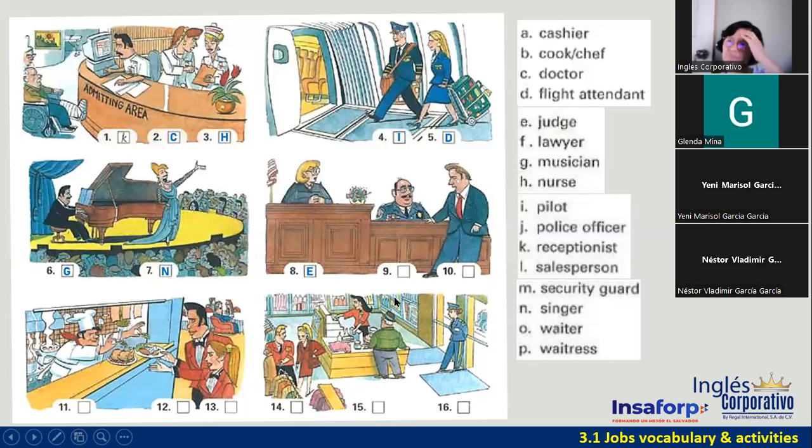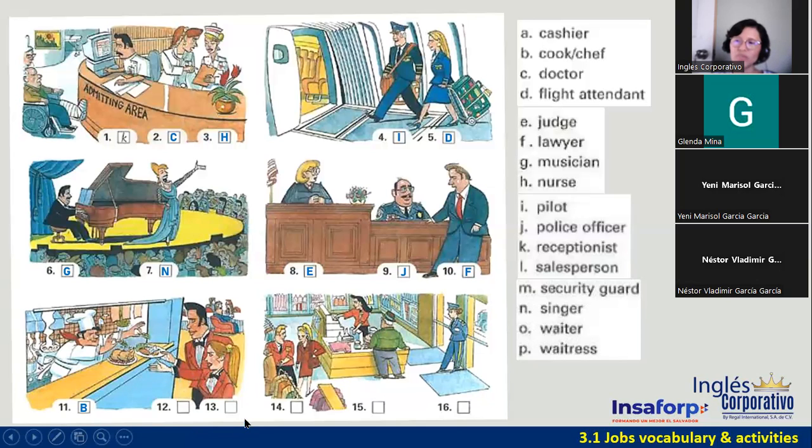F. This person is a police officer, okay, police officer. Number 10. Perdón, acá es judge, ¿verdad? Ese es judge. Por lo tanto, él es un lodger. Un abogado. He's a lodger, okay. What about number 11? B. He is a cook? Chef. Or chef. Chef.